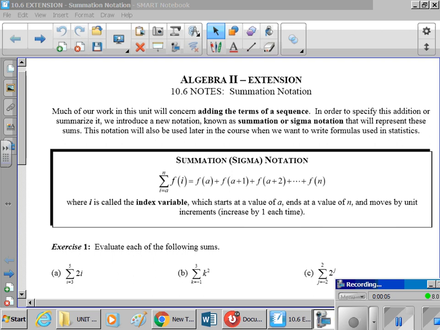Today we're going to be talking about summation notation. So much of our work in this unit will concern adding the terms of a sequence. In order to specify this addition or summarize it, we introduce a new notation known as summation or sigma notation. This is a capital sigma, this funny looking E, and it represents sums.